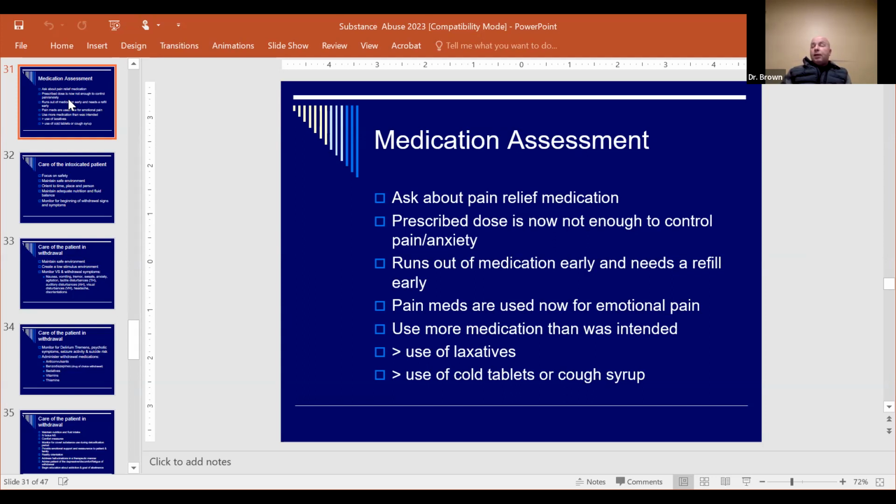Again, pain medications should not be used for emotional pain. And if you mix pain medications with alcohol, it can cause CNS depression and a patient can die. You want to ask about over-the-counter medications too, because OTCs can have alcohol in them. And why do you think you want to ask about the use of laxatives? Because opiates can cause constipation. So if they're using a lot of laxatives, that means they're using a lot of opiates.